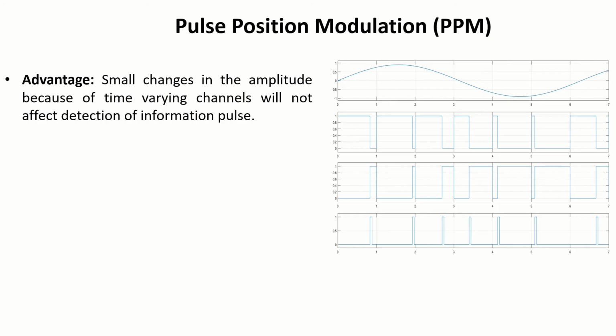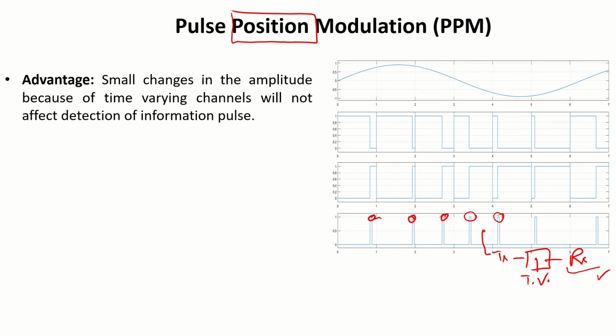Now, as an advantage, small changes in the amplitude because of a time varying channel will not affect detection of information pulses. That is, if you are transmitting this, and we have a channel and then we have a reception Rx, and this channel is time varying, we would have a perturbation in these amplitudes. But these amplitudes are not conveying information. In fact, it's the position which is conveying information.